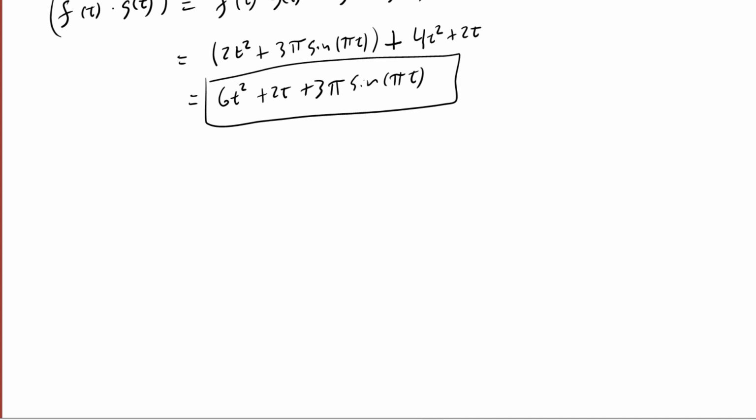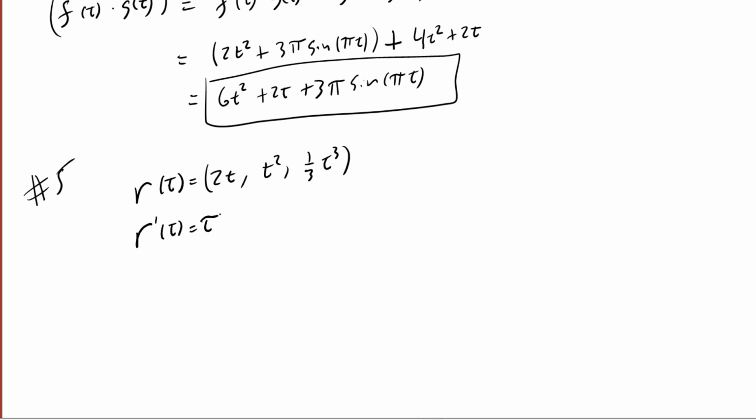Oh, no, okay. So number 5. Find the scalar parametric equation of the line tangent to C where t equals 3. So here we have r of t is (2t, t squared, 1/3 t cubed). So let me find the tangent line. The tangent line is r prime, which is (2, 2t, t squared).